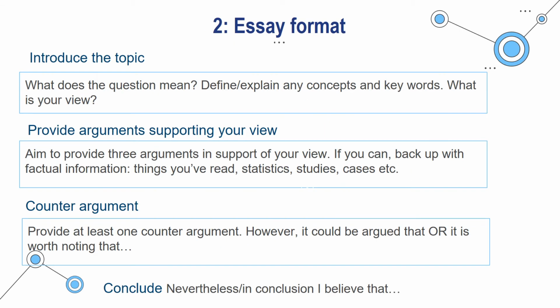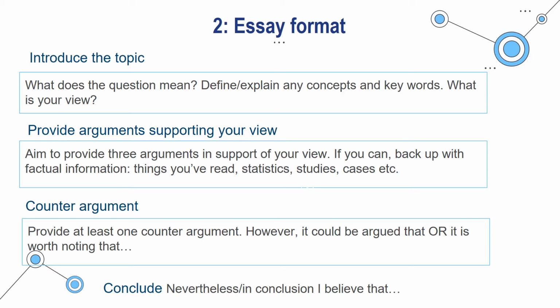Okay, so essay format, and I'm focusing on the essay because this is arguably the part that gives students more worry and more anxiety. The multiple choice is a difficult part, but practice the questions that are available online. Essays, I would argue, need more preparation, okay? So the format is as follows, and I would write this down so that you've got the plan. So introduce the topic first. What does the question mean?